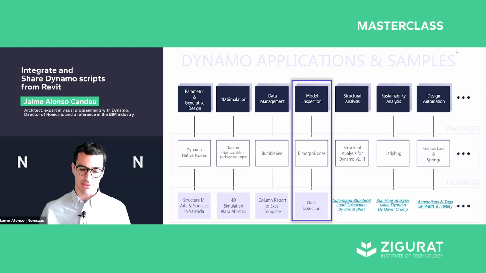We just use the built-in Dynamo nodes for that. One example that we have, and we're not going to go into the detail today, is the structure of the Museum of Arts and Science in Valencia, the Umbracle building. It's a modular structure, and you can use Dynamo to build those models and to make a responsive structure. Basically, you can change the different parameters and the structure will change according to those.